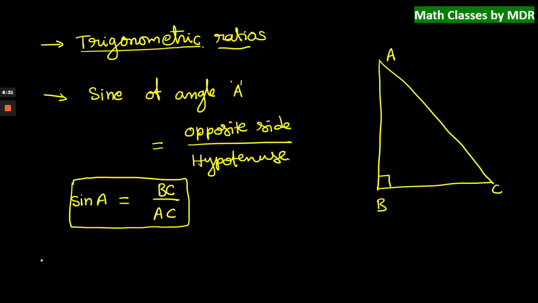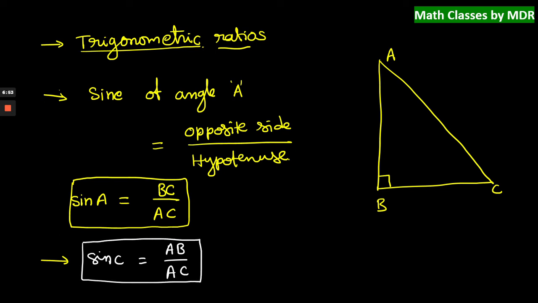Now can you define it for sin C? If I want to write it for sin C, what would be the ratio? Pause and think. Sin C is AB by AC. For C, the opposite side is AB and the hypotenuse is AC.